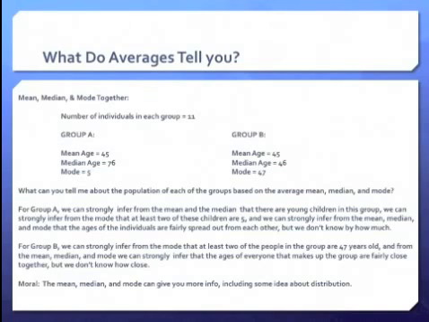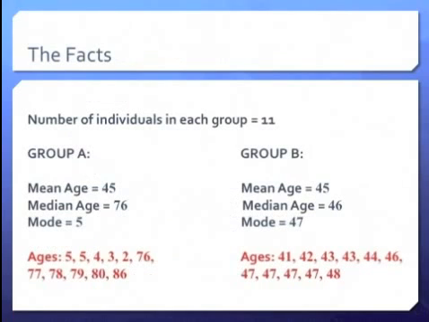For Group B, we can strongly infer from the mode that at least 2 of the people in the group are 47 years old, and from the mean, median, and mode, we can strongly infer that the ages of everyone that makes up the group are fairly close together, but we don't know by how much. So the mean, median, and mode can give you more information, including some idea about distribution, but still not that much. So what were the actual facts about our 2 groups and their age numbers?